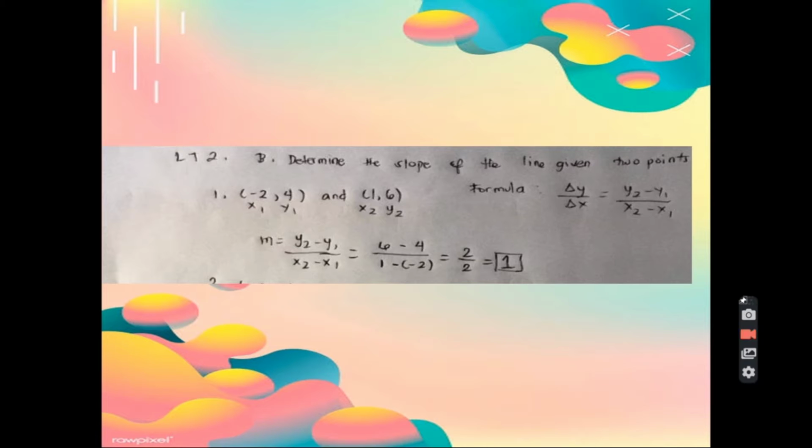Okay, so again, determine the slope of the line given 2 points. So, our formula for determining the slope of the line is delta y over delta x, or ibig sabihin noon is y sub 2 minus y sub 1 divided by x sub 2 minus x sub 1. Ibig sabihin, class, kailangan muna natin i-determine dito sa ating given ordered pairs, dito sa ating given na points, kung alin dito yung x sub 1, y sub 1, x sub 2, y sub 2.